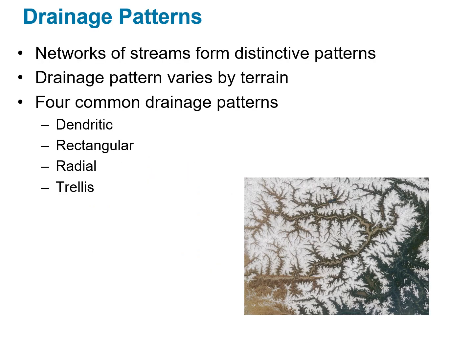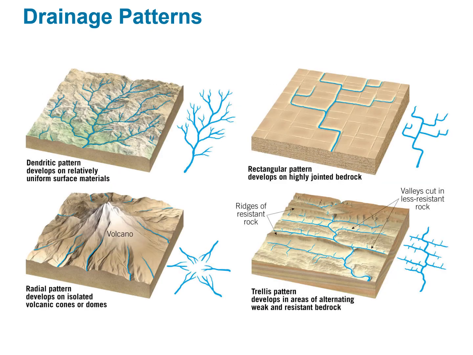So there are a number of different drainage patterns, and it varies by the terrain it kind of cuts through, the bedrock that's available. There are four most common drainage patterns. There's dendritic, which is pictured here, almost looking like nerves in your body. There's rectangular, radial, and trellis. Let's go to the next slide. I'll show you those pictures.